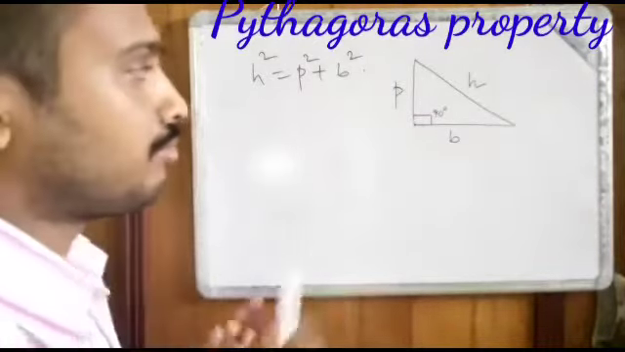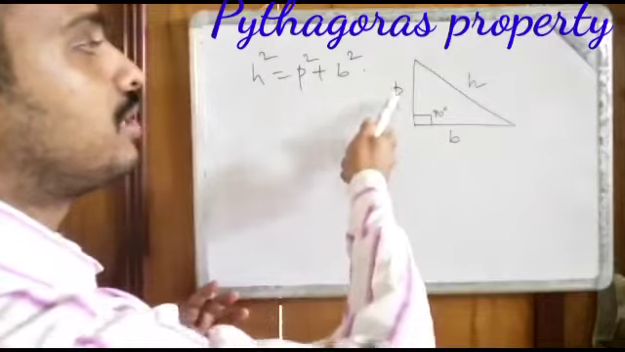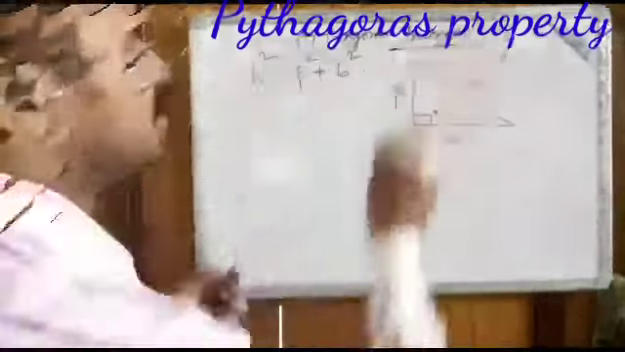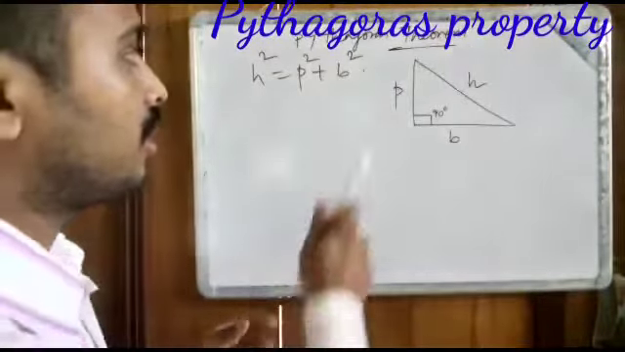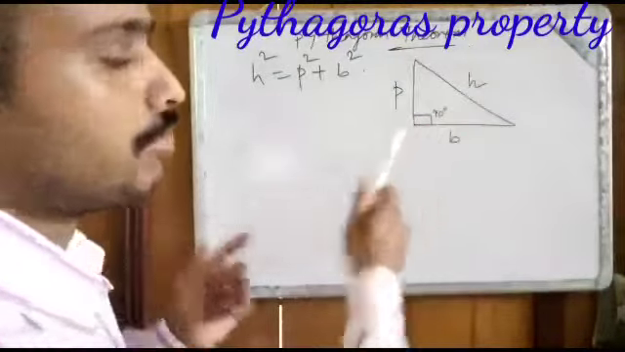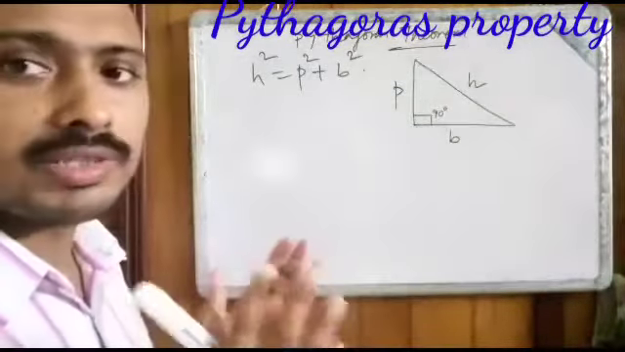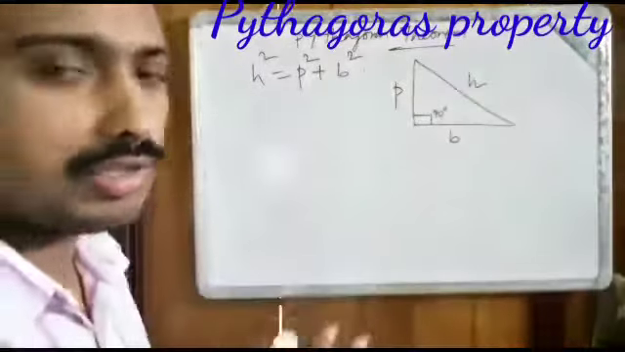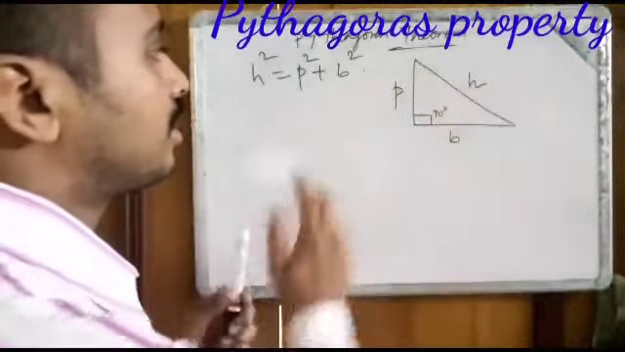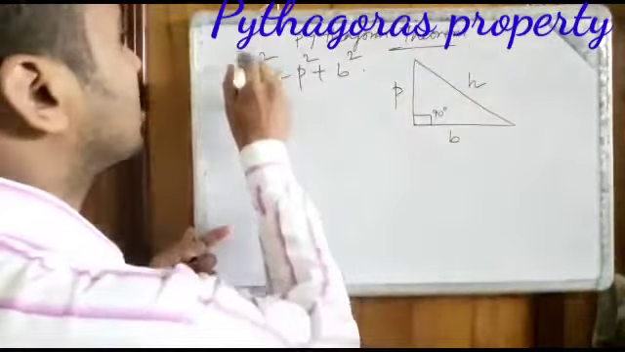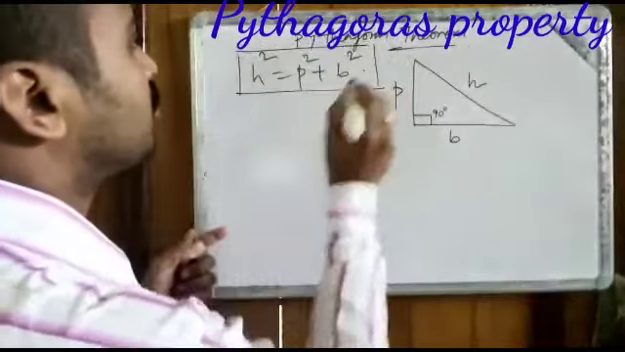Other two sides, sum of squares means perpendicular square plus base square. This is Pythagoras theorem, where h square is equal to p square plus b square. That is, hypotenuse square is equal to sum of the squares of the other two sides. Other two sides means perpendicular and base. Okay, this is the concept of Pythagoras theorem statement.